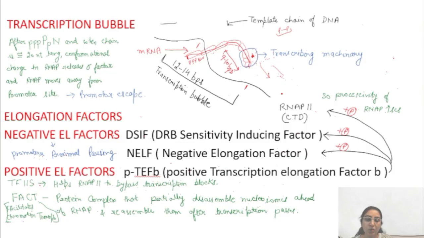And more nucleotides keep on coming and they keep on getting attached to this chain, which was made around 9 to 10 base pairs long before the promoter escape, because this transcription start site actually occurs in the promoter region only. So once this chain is 9 to 10 base pairs long, promoter escape occurs, then there are chances of promoter proximal pausing and various transcription blocks along the way. These are overcome with the help of many positive elongation factors.